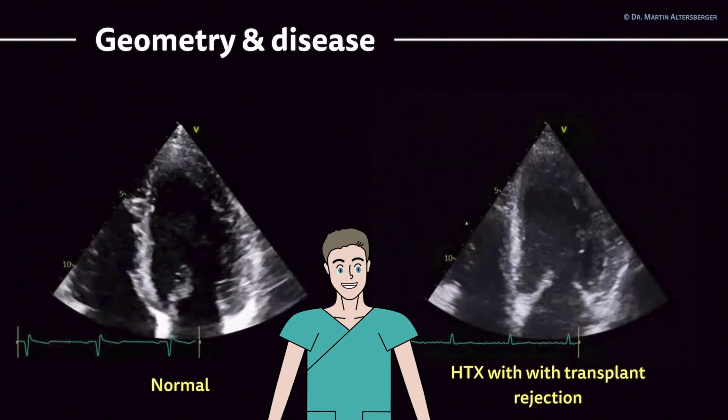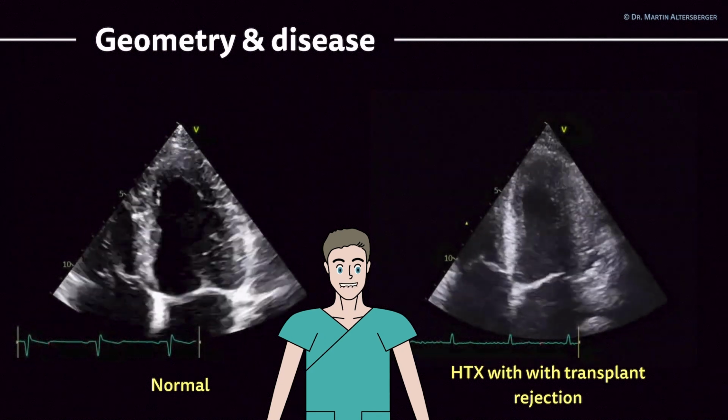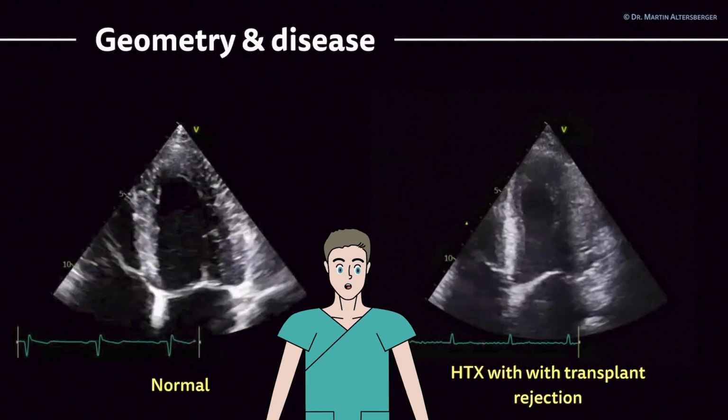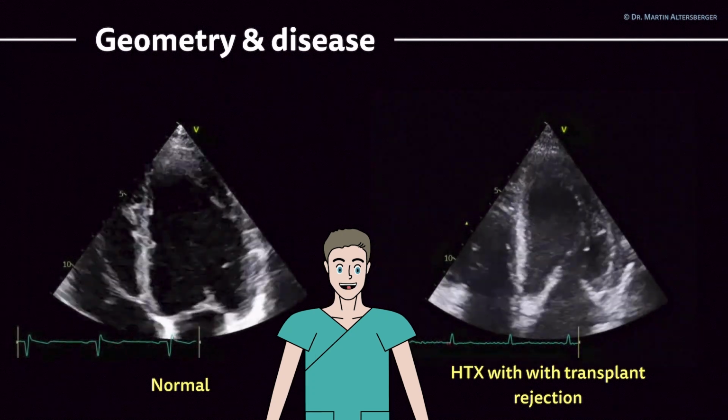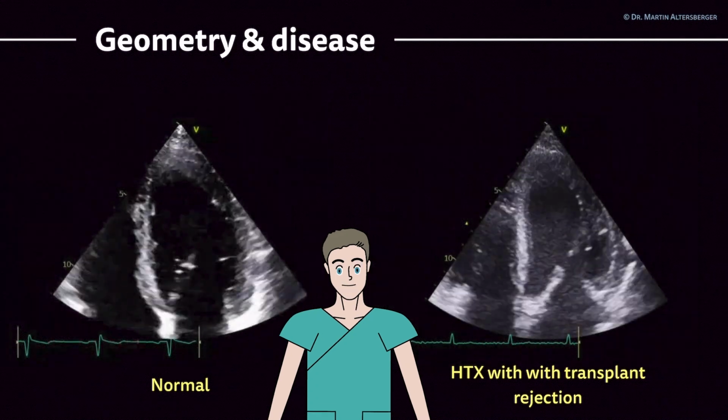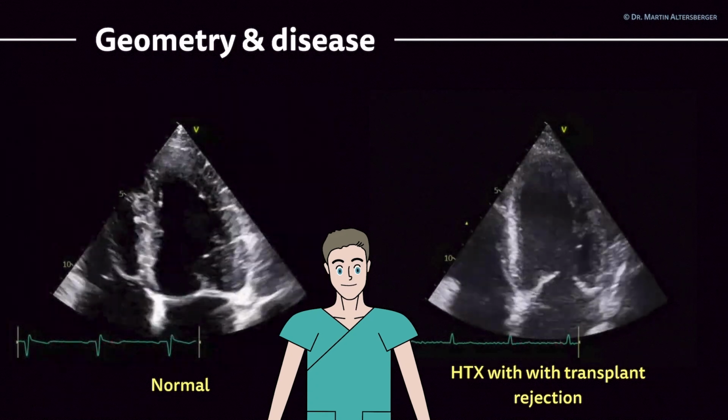If we do look towards strain imaging, it already was markedly reduced. Compare it again with the left-hand side, where you see the normal heart, also a transplanted heart, how the left ventricle should look. So the walls should not be thickened.